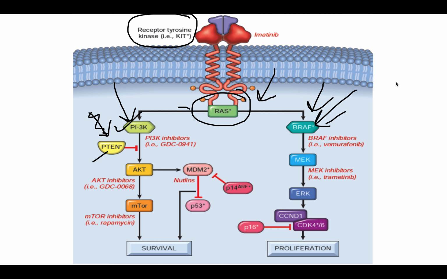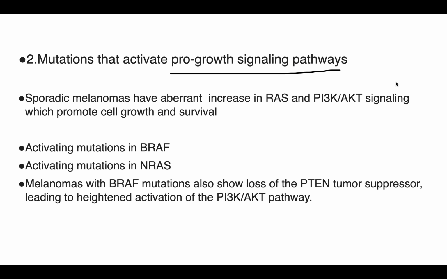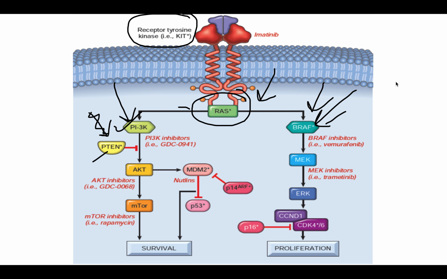So activation of a proto-oncogene will always lead to proliferation. And if there is deactivation of a tumor suppressor gene, then again it will stimulate proliferation. So you have mutation of RAS, BRAF, then NRAS. If there is loss of PTEN, these all will again lead to tumor proliferation.